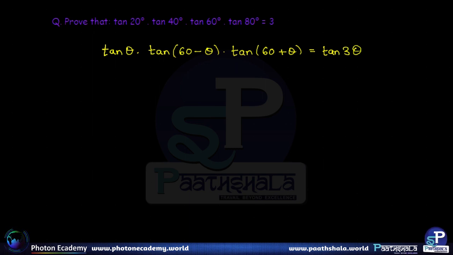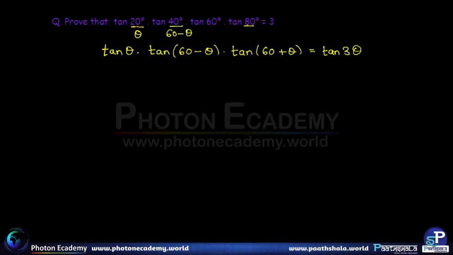So in the given equation we can clearly see that this could be substituted as theta. So this will become 60 minus theta. This is just 60 and this is 60 plus theta. Okay, we also know that tan of 60 is root 3.